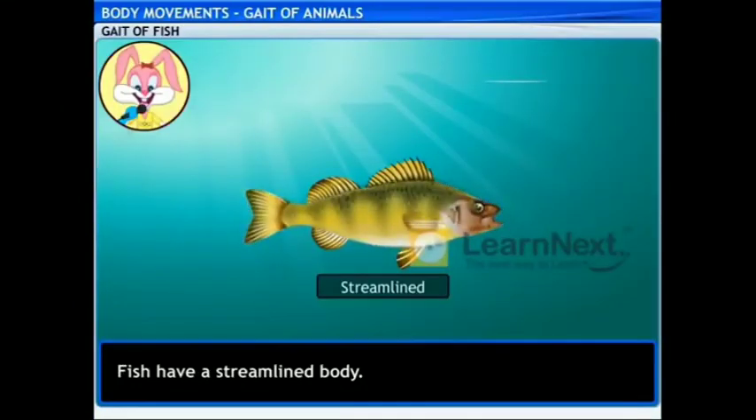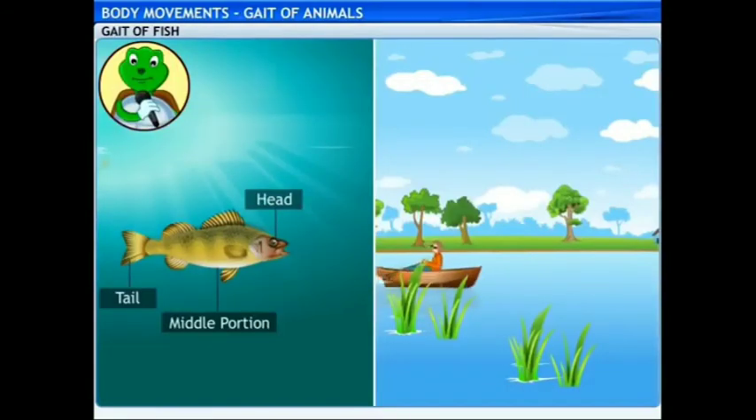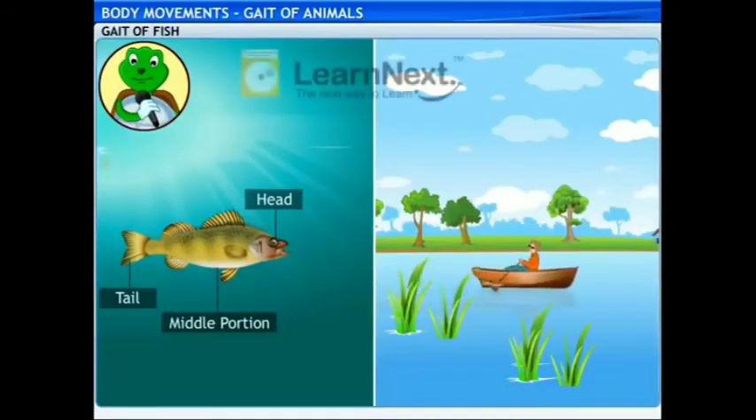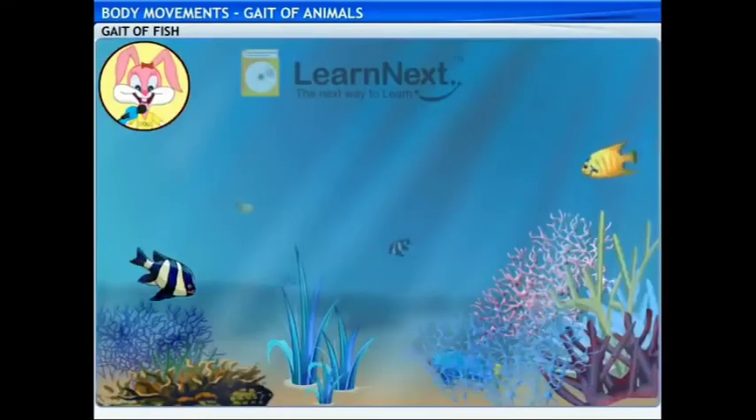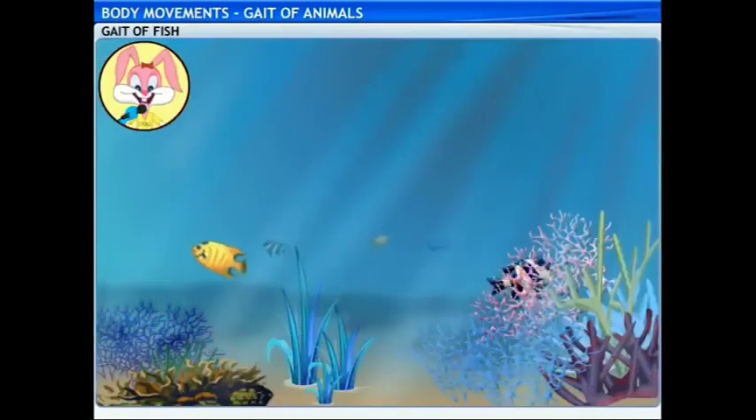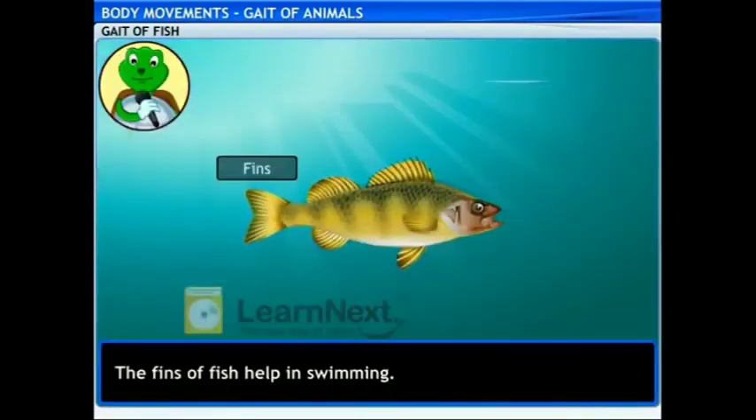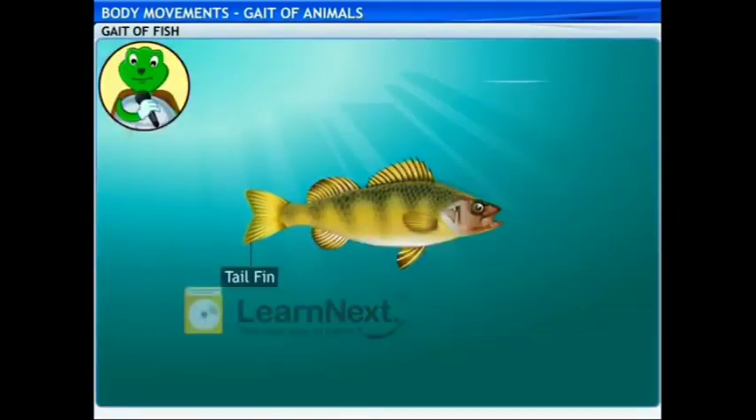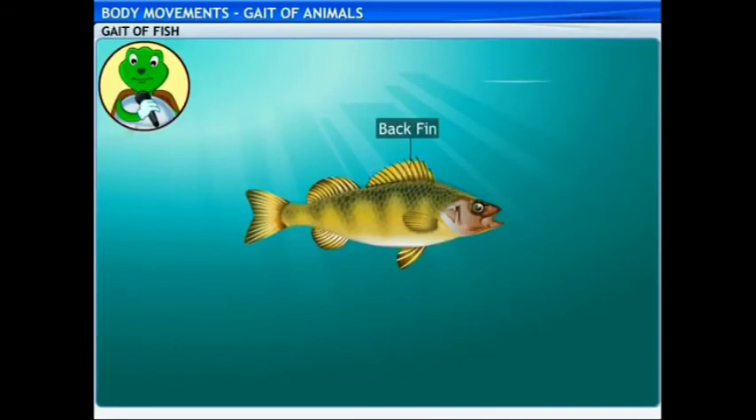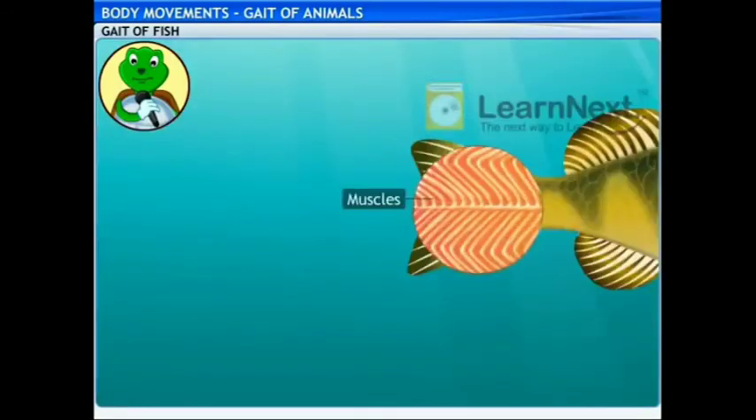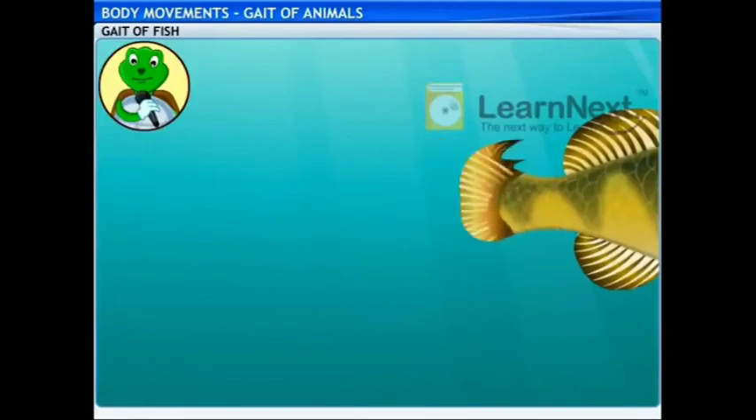Next is gait of fish. As we all know, fish have a streamlined body. That means a straight body. It has head, middle portion and a tail. The fin of the fish will act like a paddle, and the shape of their body also helps them to swim in the water easily. They have tail fin and they have back fin, which will help them to swim in the water. The skeleton of the fish is covered with strong muscles.